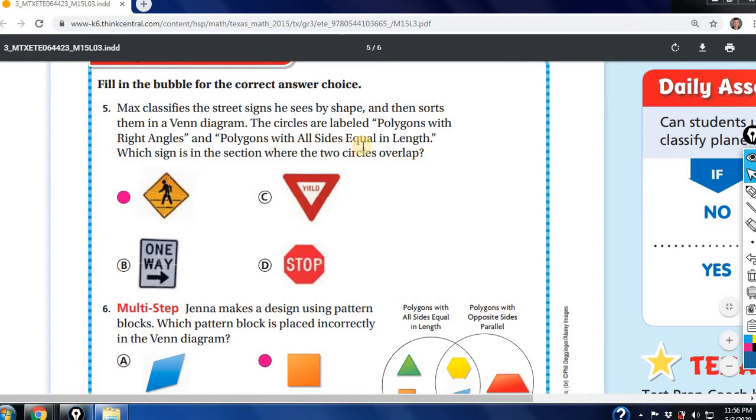So polygons with all sides of equal length. Okay, equal length, equal length. This one doesn't have all sides of equal length, so we can omit this one. And polygons with right angles. This triangle does not have right angles. This hexagon stop sign does not have right angles, and the only thing that's left is your rhombus here, and these are your right angles here. One right angle here, one right angle here, and all sides are equal length. So that's how we do that.